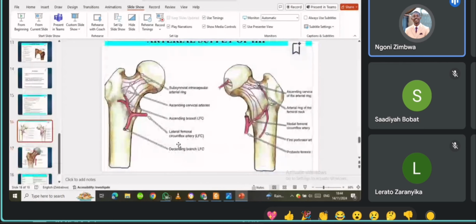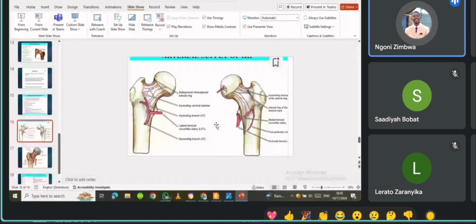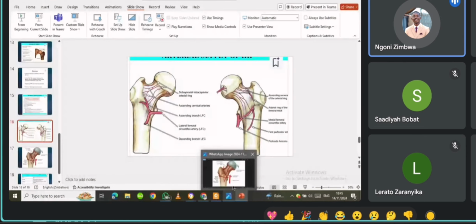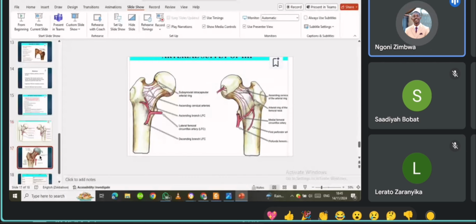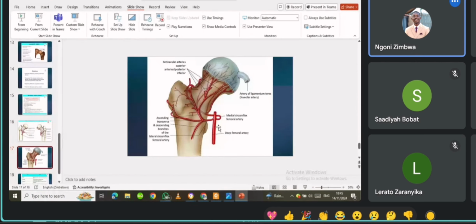All right, you're good to go. Now we are going to the blood supply of the hip joint. This is very important, you need to take note of this one. Let me just start. I'll try to be as fast as possible.